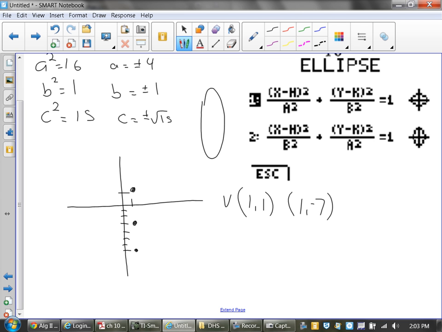Co-vertices, B value, distance from center to co-vertex. My co-vertex has a B value of plus or minus 1. Now I'm changing from the center, I'm moving it left and right, which means I have to adjust my x value. I add 1 and I subtract 1. 2, -3, and 0, -3.